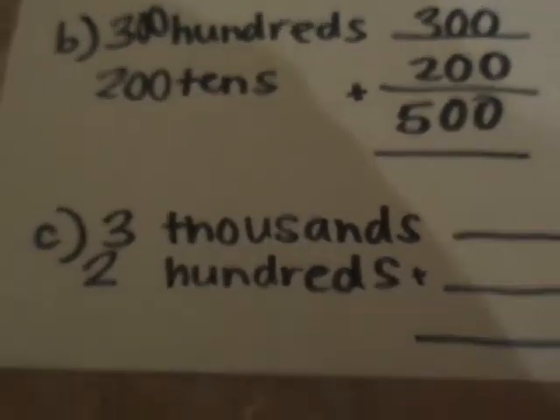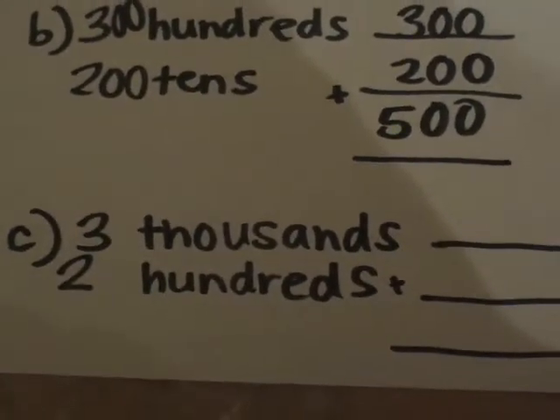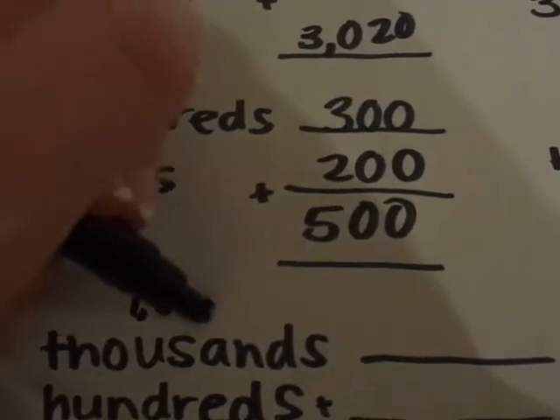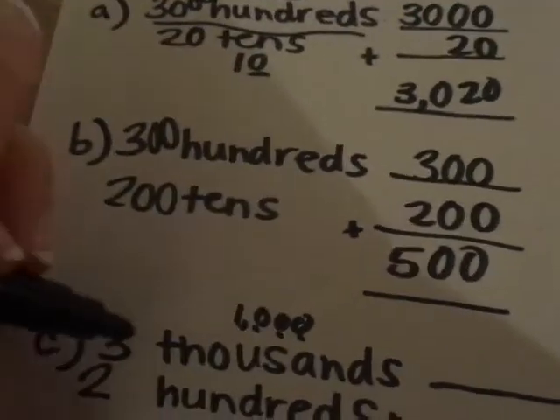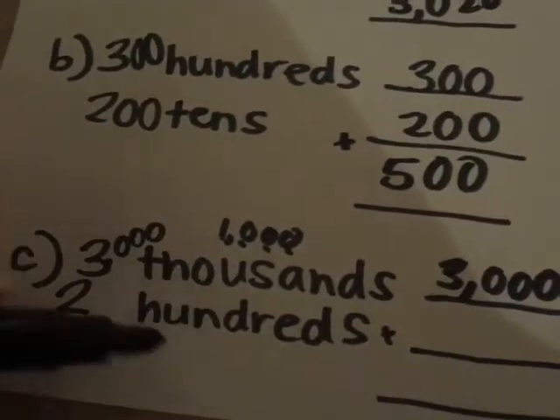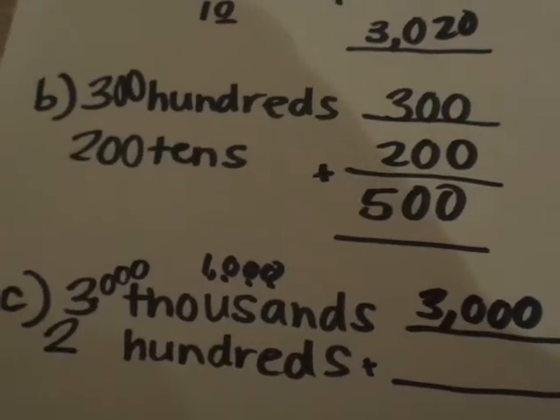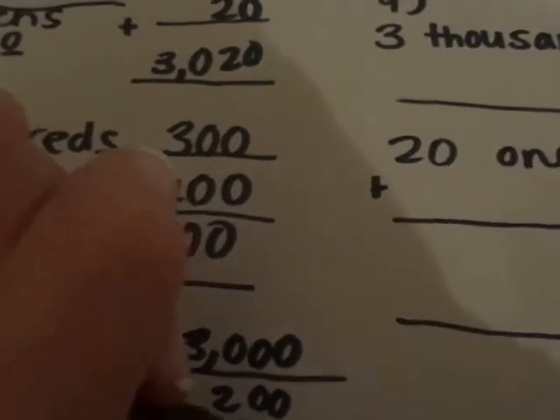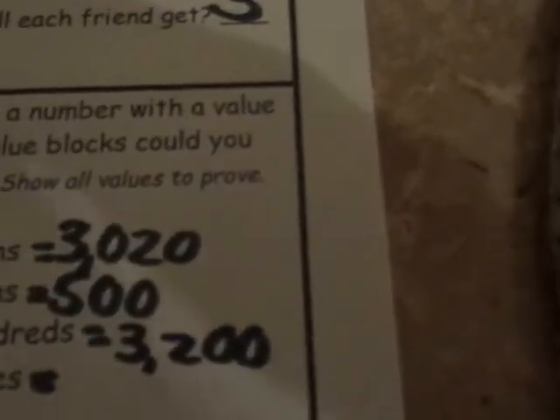C, 3,000s plus 200s. Now think, how many zeros does 1,000 have? 1, 2, 3. You'll put that behind your 3. 1, 2, 3. So that's 3,000. 200s. How many zeros does 100 have? 2. So 3,000 plus 200 is 3,200. Not what we're looking for, so we can eliminate it.